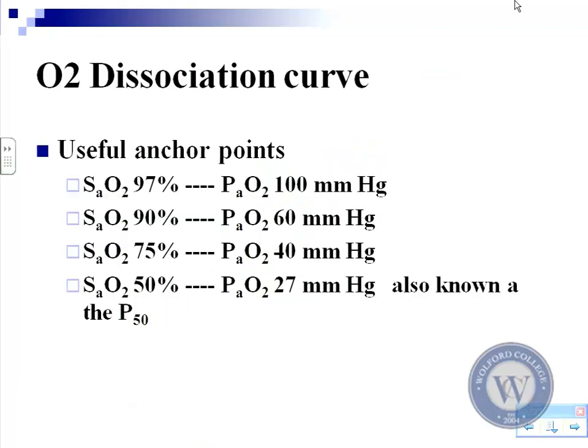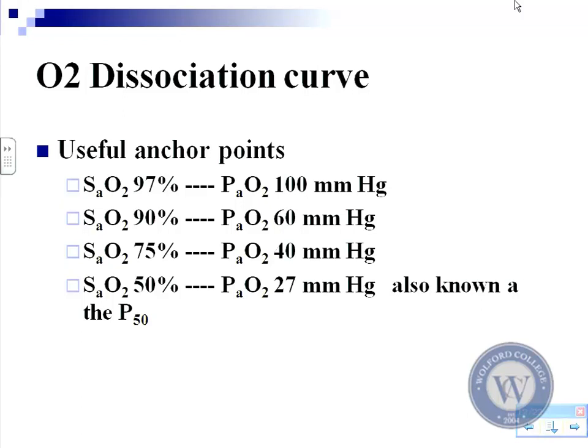When you look at the oxygen dissociation curve, the useful anchor points you have to memorize for your exam are the following. The 90-60 one I just talked to you about, and also the P50, which is 27, are the ones you absolutely have to know. But you also have to know the 75-40 and the 97-100. It doesn't always happen, but every once in a while I throw up the oxygen dissociation curve as one of the questions, and I expect you to draw it with these points in mind. If you don't draw it based on these points, I take points off.